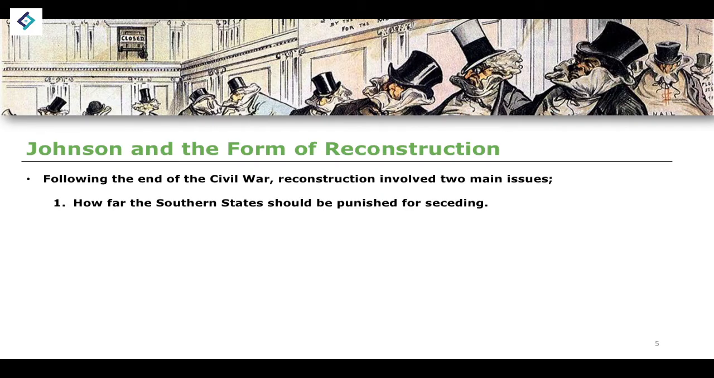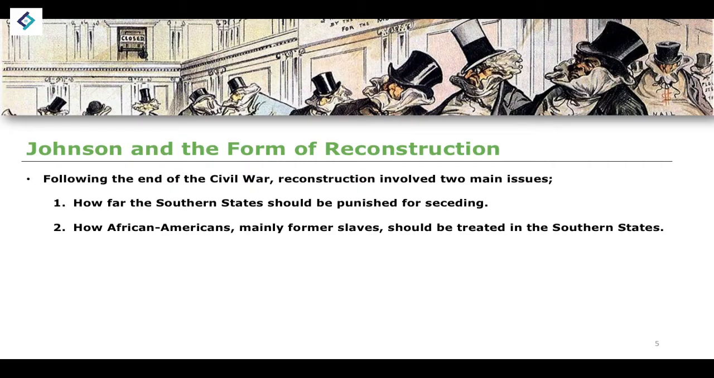Now, Reconstruction involved two main issues. The question was, how far should we punish the southern states for even seceding from the Union in the first place? That's an interesting question. Some people wanted retribution for the costs of the secession of the southern states. Some people didn't believe that that would be amicable or apt or even fair to do. The second question is how African Americans, who were mainly former slaves, should be treated in the southern states. Don't forget, slavery was a massive deal for the southern states, specifically the southern states. Slavery contributed the majority of the southern states' economy.